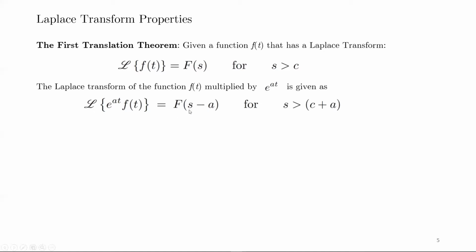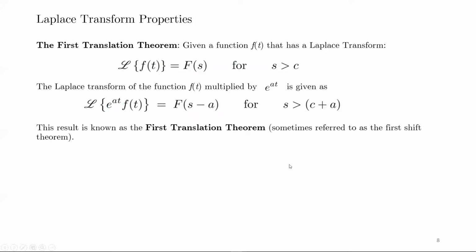Okay, so previously the Laplace transform of f was given by F of s. But now, if we're taking the Laplace transform of the function multiplied by this exponential, we've got the s minus a. The a comes from the constant in the exponential. And again, this is true for s greater than some number c plus a. So s had to be greater than c for the Laplace transform of this function f of t. But now, because we multiplied it by the exponential as well, s has to be greater than c plus a.